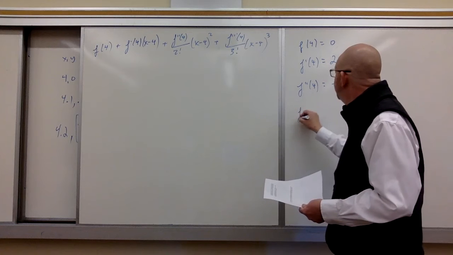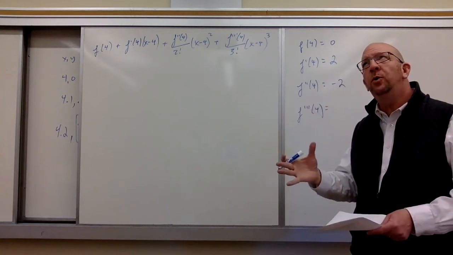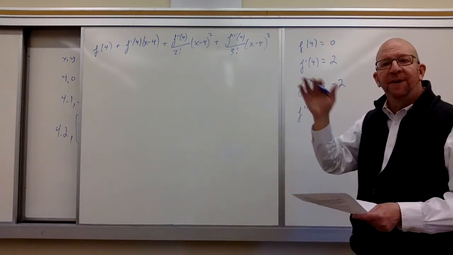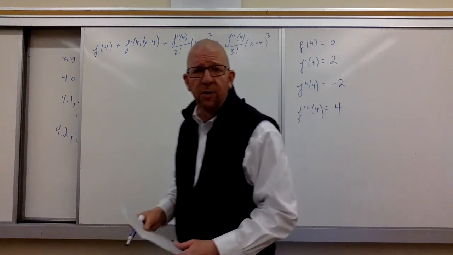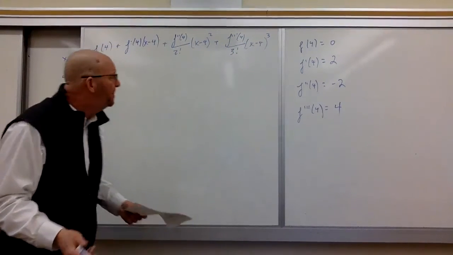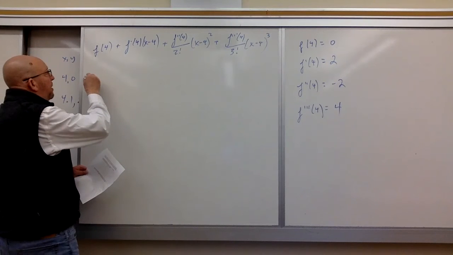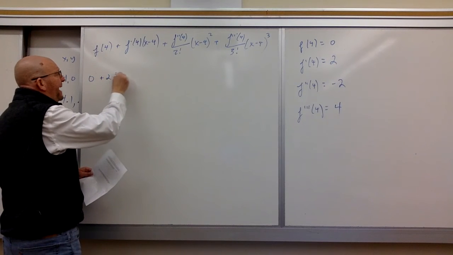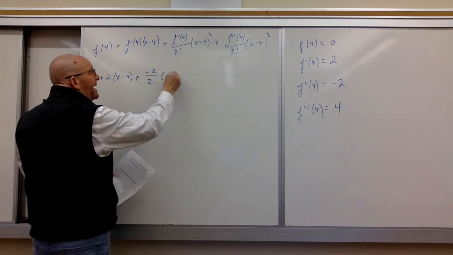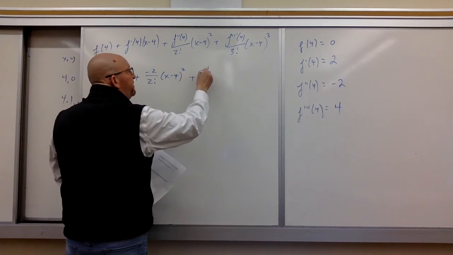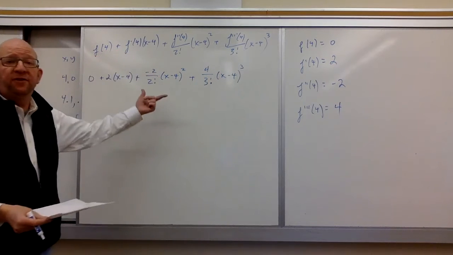How about this one? F triple prime of 4. Well, if that was negative 2 times (x minus 3) to the negative 2, then triple prime would be 4 times (x minus 3) to the negative 3. So that's going to be 4. You can calculate those on your own and make sure you can come up with those values. But that's it. And now we plug and chug, and we're done. 0, plus 2 times (x minus 4), plus negative 2 over 2 factorial times (x minus 4) squared, plus 4 over 3 factorial times (x minus 4) cubed. There's your Taylor series.